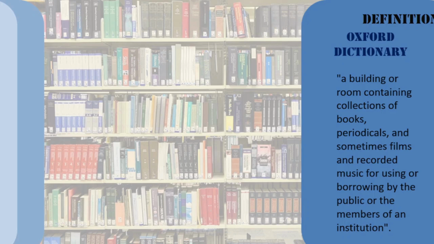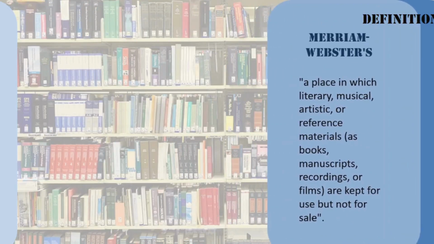Secondly, the Merriam-Webster dictionary tells us that a library is a place in which literary, musical, artistic, or reference material such as books, manuscripts, recordings, or films are kept for use but not for sale. So here two points are different from the other definition: one is manuscript and another is not for sale. Remember that in any kind of library, the books or any other documents are not for sale. They are for the use of the public or its members.